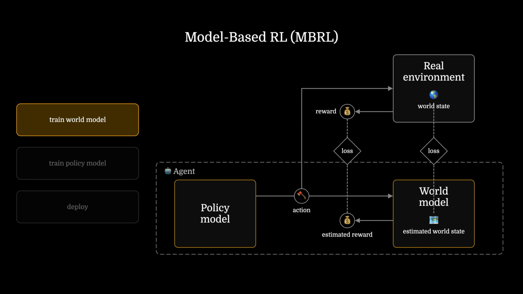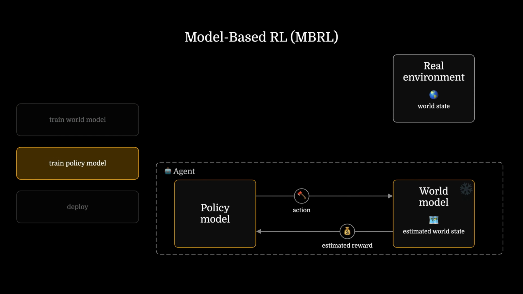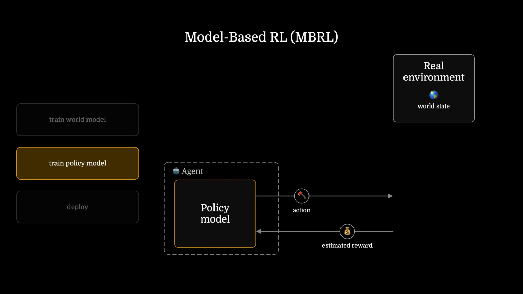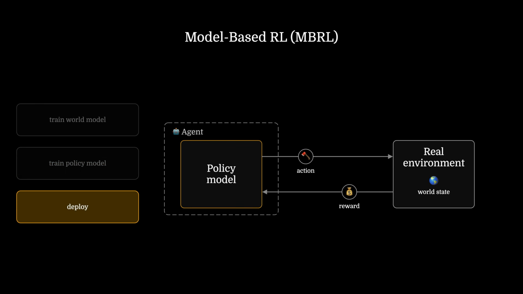Once the world model was trained, it was then frozen and used as a simulation environment to train the policy model. At the end of this second training stage, the agent was deployed in the real environment and was able to successfully play VizDoom, despite never having seen the actual game before.